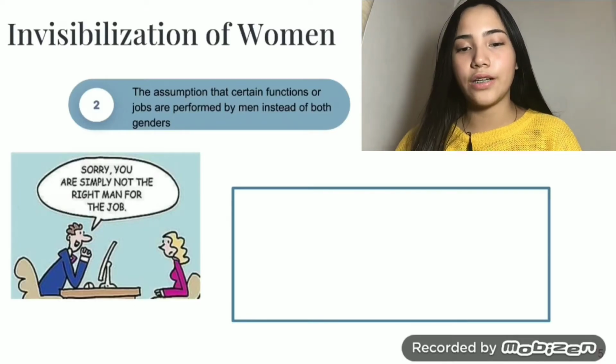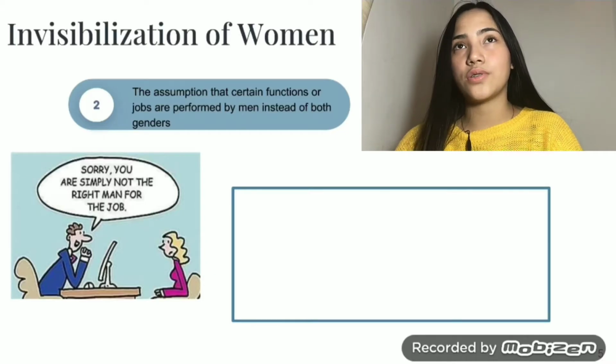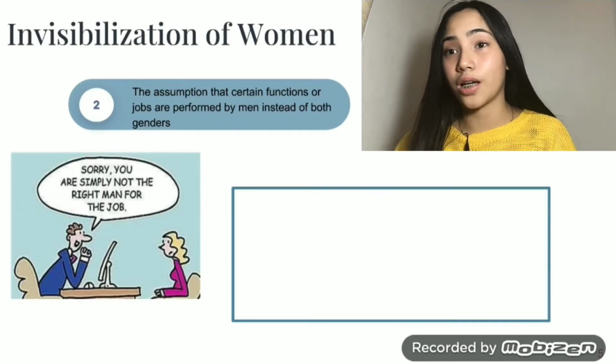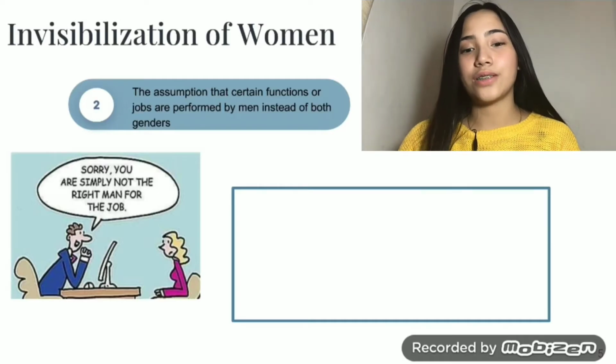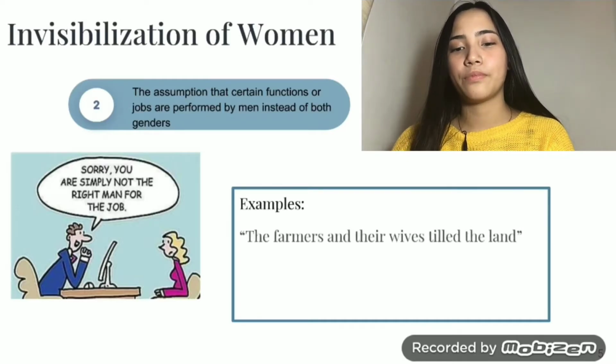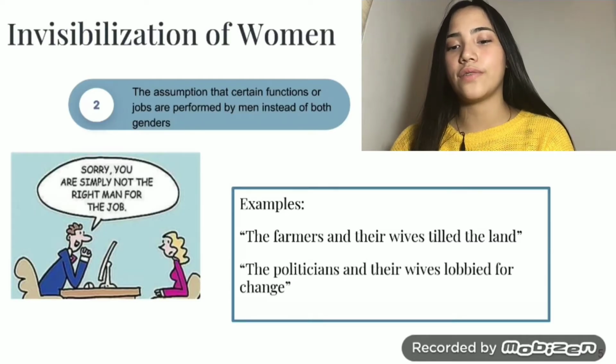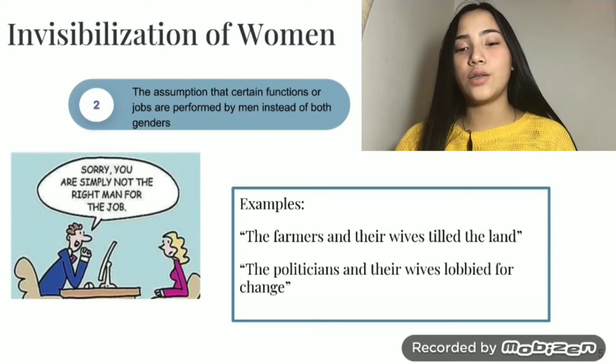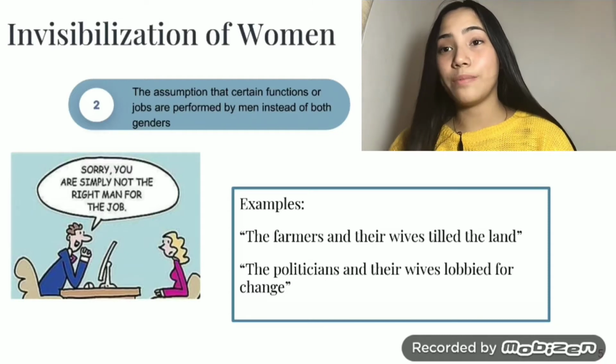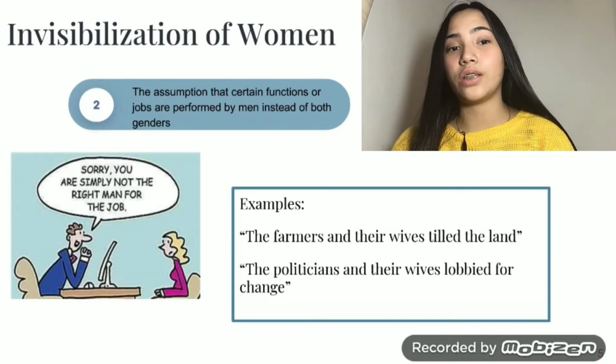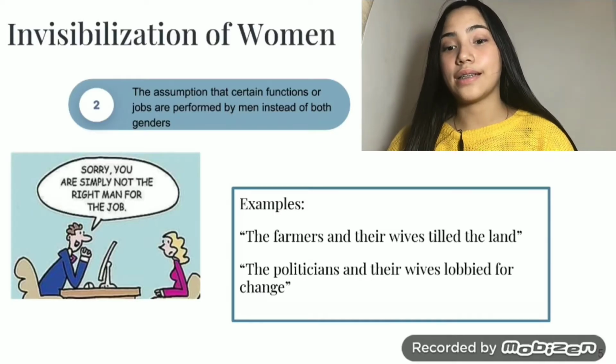So said here in the picture, sorry, you are simply not the right man for the job. Now going back to sex role stereotypes, saying that men are only allowed to work and women are just there to take care of their kids, clean the house, and stuff like that. As an example, the farmers and their wives tilled the land, and the politicians and their wives lobbied for change. As you can see, when describing the guy, they had to use their job titles. When it comes to women, their identity is only remained as, or settled as, wives.